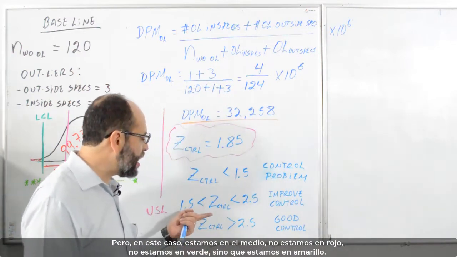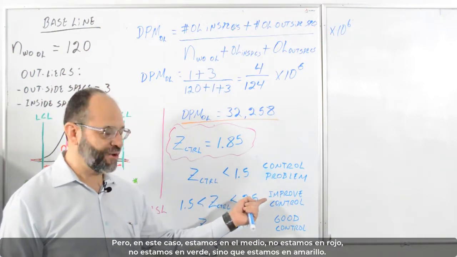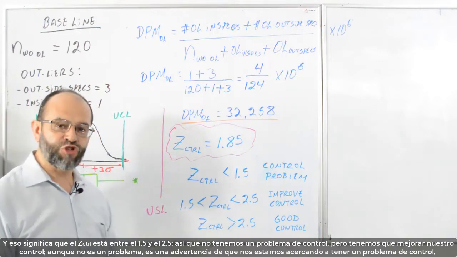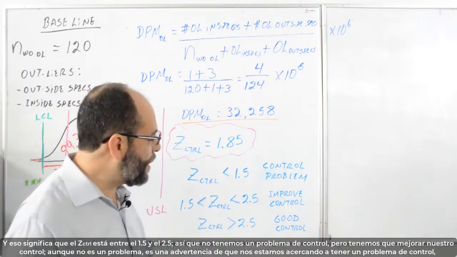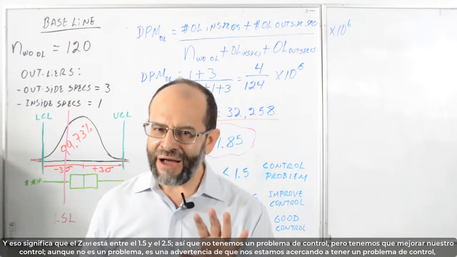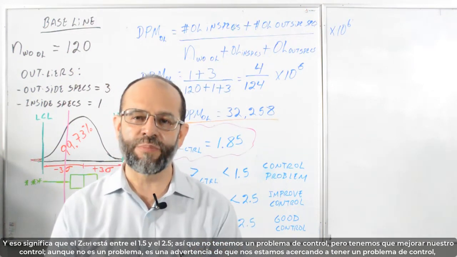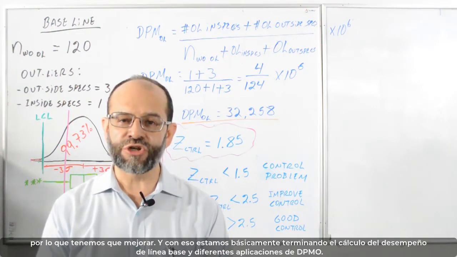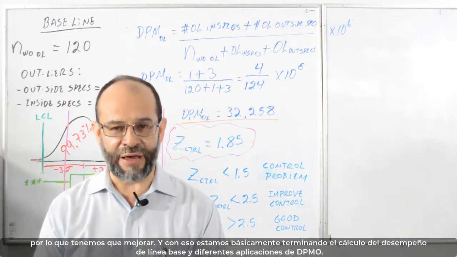But in this case, we are in the middle. So we are not green, we are not red, but we are yellow. And that means that the Z control is between 1.5 and 2.5. So we are not having a control problem, but we have to improve our control. It's still not a problem, but warning, we are getting close to having a control problem, so we have to improve. And well, basically with that, we are finishing the calculation of baseline performance and different applications of DPMO.